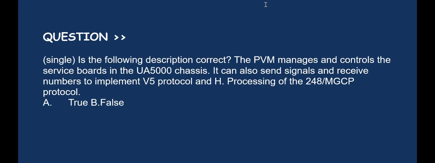Our next question is, is the following description correct? The PVM manages and controls the service ports in the UA5000 chassis. It can also send signals and receive number to implement V5 protocol and edge processing of the 248 by MGCP protocol. Option A true, option B false. This is the test question. All you need to do is to answer it in the comment.